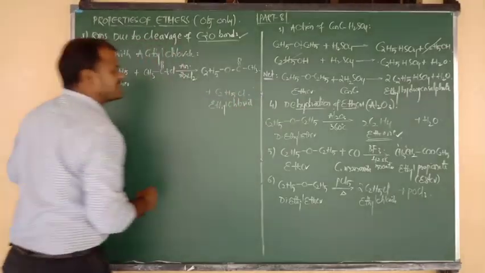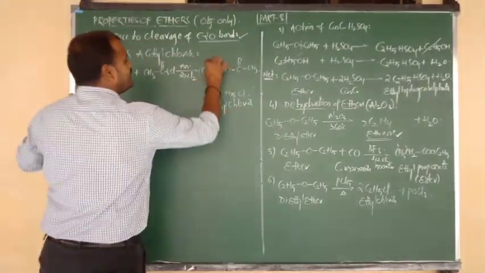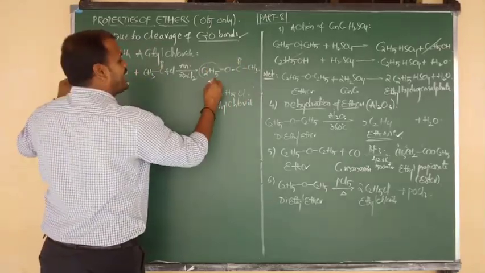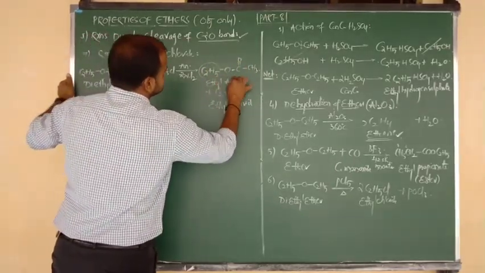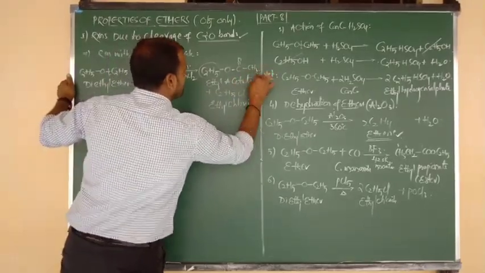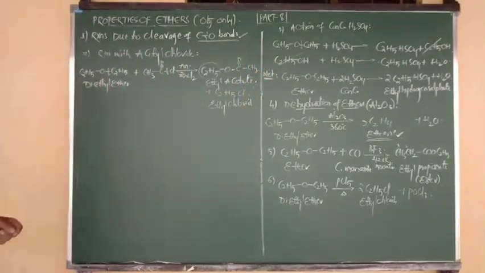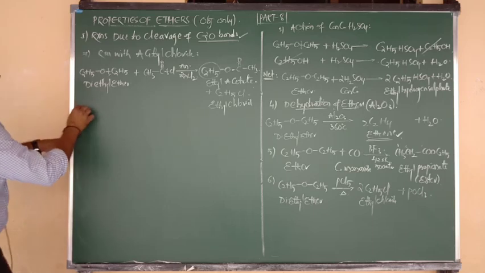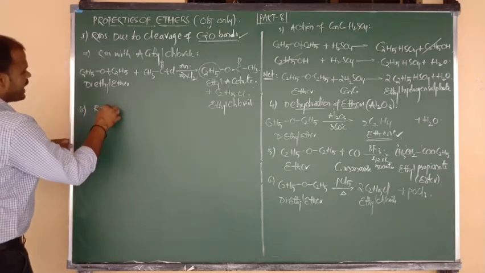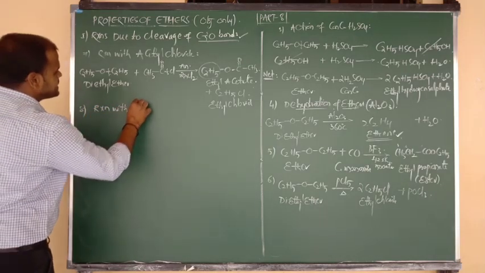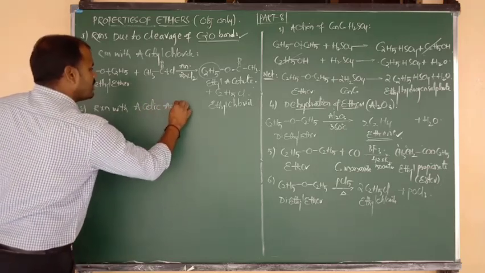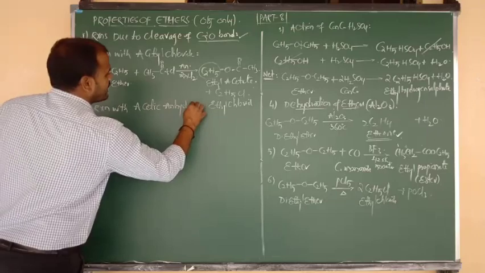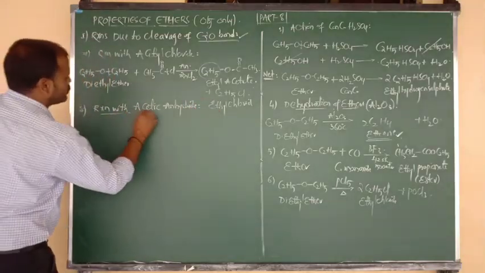And what is the main product here? This is nothing but ethyl acetate, an example of ester that you are getting. Ethyl acetate is an example of ester. Good. So next another property I want to show you here: reaction with acetic anhydride. How ethers undergo reaction with acetic anhydride, that I am going to show you.